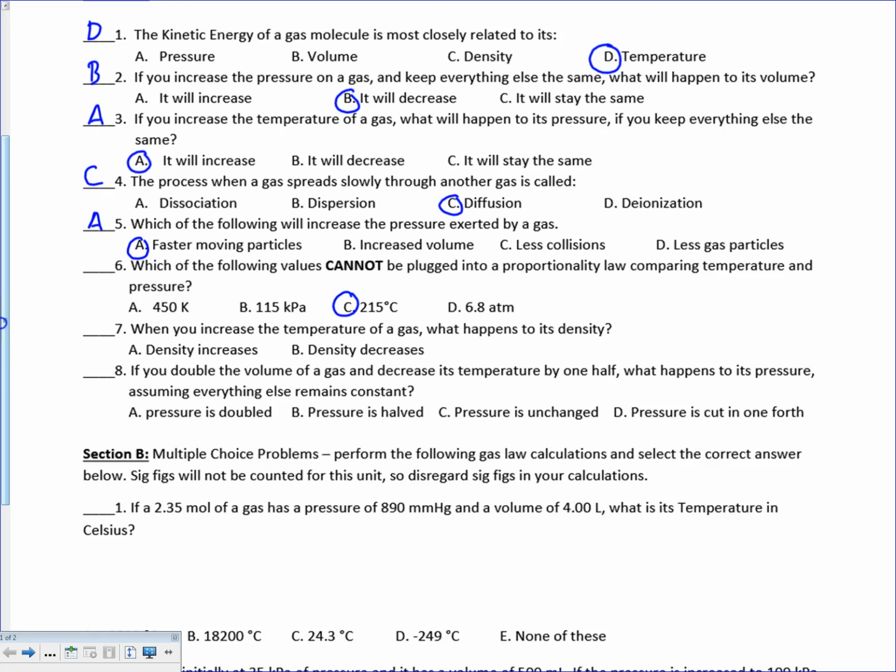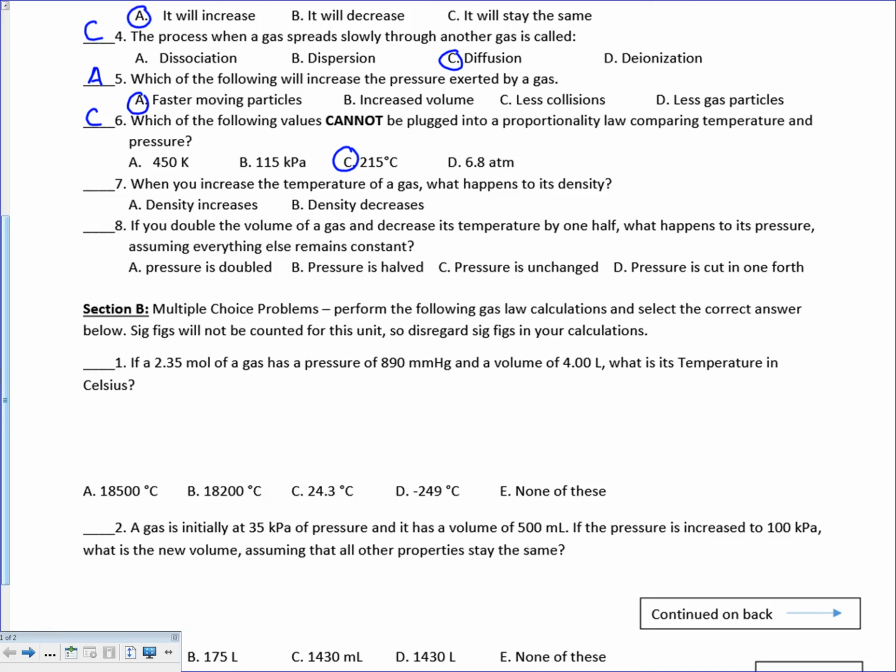Number 6, which of the following cannot be plugged into a proportionality law comparing temperature and pressure? It's C. Celsius, because Celsius is a relative temperature scale, can't be plugged into proportionality equations. It has to be Kelvin. Kelvin is the absolute temperature. 0 Kelvin means 0 energy. 0 Celsius doesn't mean 0 energy. It's just the freezing point of water, and so we have to have it in the absolute temperature scale. We have to have it in Kelvin when we're plugging into anything.